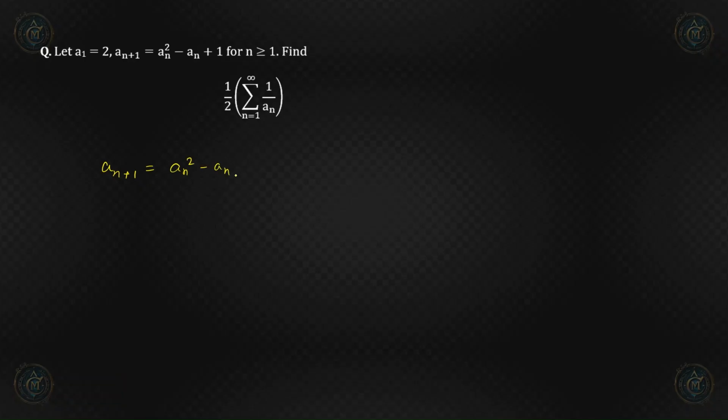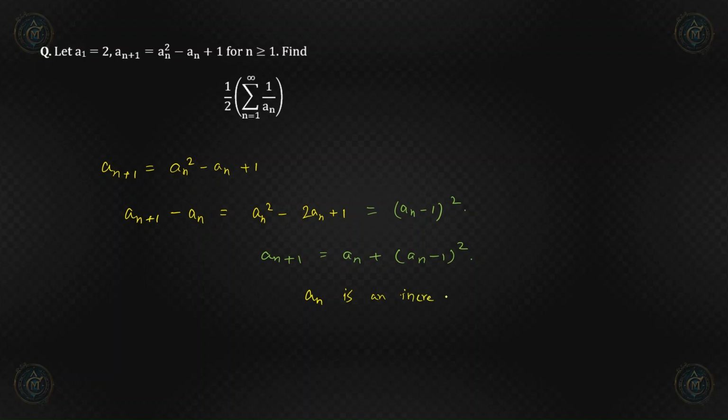So we write this expression first. Then what will be our next step? We can subtract an from both the sides. So we get a(n+1) minus an equal to an square minus 2an plus 1. So this term is a perfect square, right? This is (an minus 1) whole square. So we can write this as a(n+1) equal to an plus (an minus 1) whole square. Now we can see clearly that an is an increasing sequence.